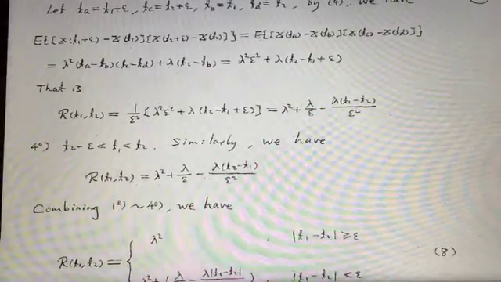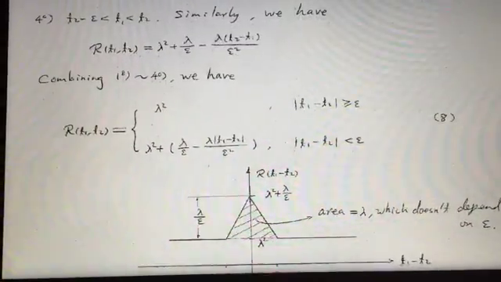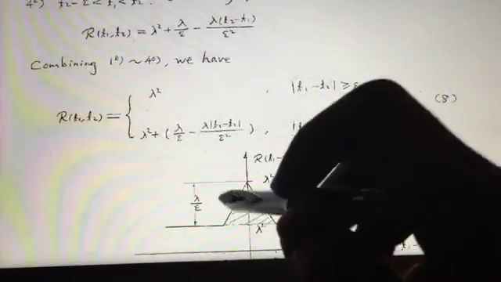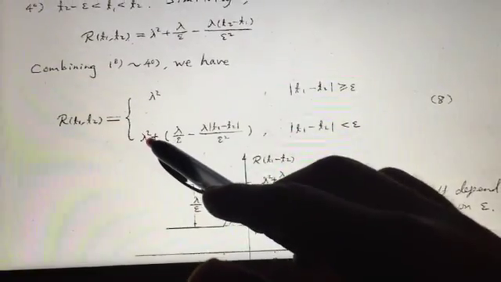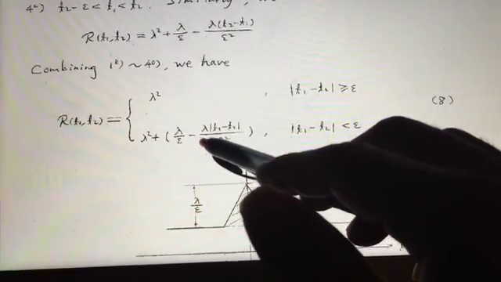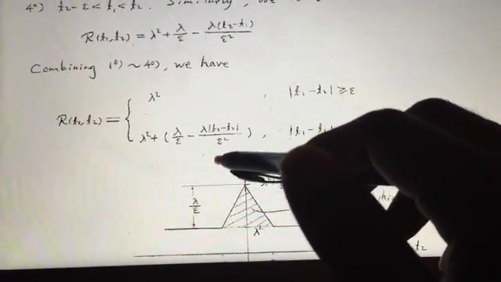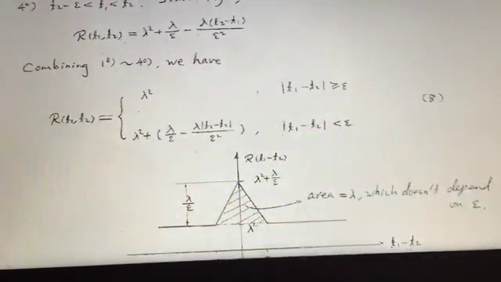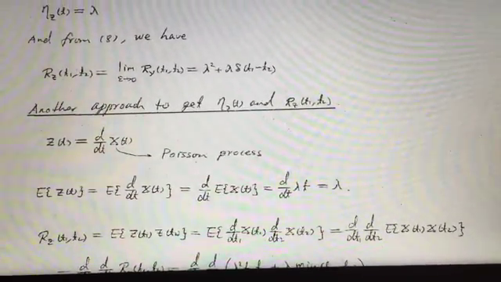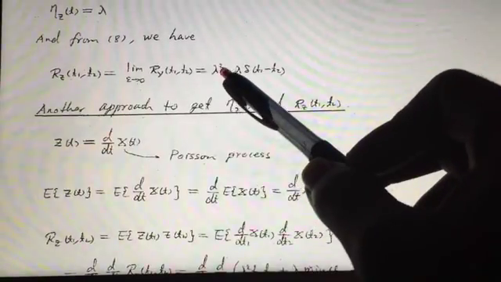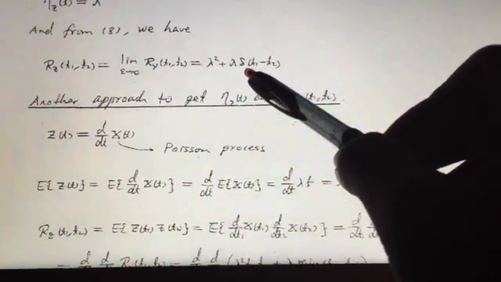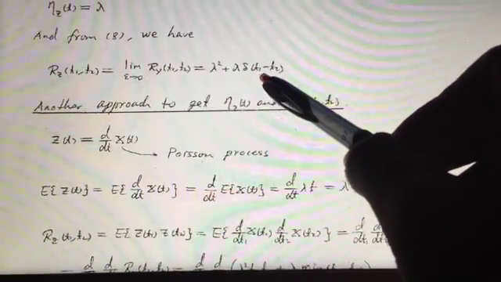Just go back and show this. We know that the autocorrelation for the Poisson increment is lambda squared plus lambda by epsilon plus lambda (t1 minus t2 magnitude) by epsilon squared, and as we say that epsilon tends to 0, what we eventually get is lambda squared plus lambda times a delta function of t1 minus t2.